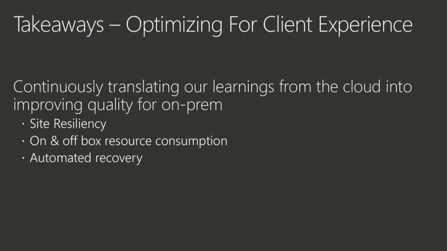So from this section, the main takeaway is that we're continuously translating our learnings from the cloud to help improve the quality for on-prem. So we took you through a whole site switchover scenario and showed you that we can fail out of hundreds of racks and thousands of servers like it was nothing, no big deal. Then we walked you through some of the optimizations we do for resource consumption. And lastly, the automated recovery from a gray failure we showed you there.